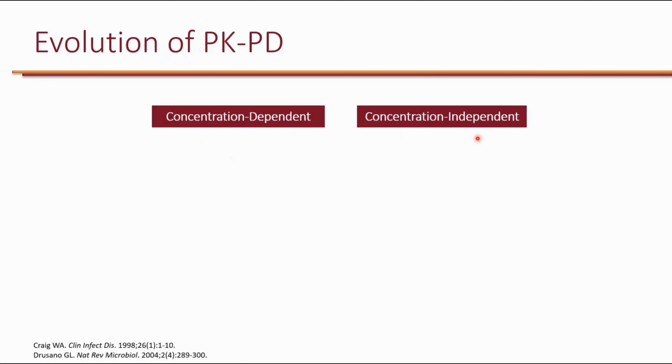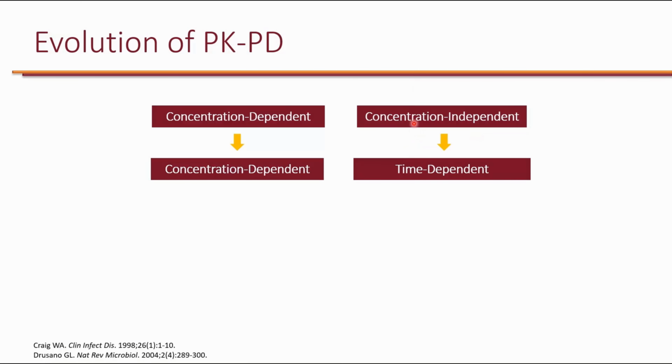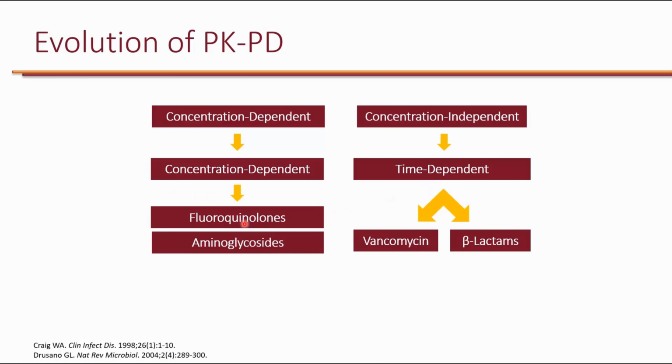Now we're looking at the evolution of PK/PD. As time went on, clinicians started to refer to concentration independent as time dependent. So we had concentration dependent and then we had time dependent. As I showed you the examples, fluoroquinolones and aminoglycosides are concentration dependent, and the time dependent would be the beta-lactams as well as vancomycin. The PK/PD parameter for time dependent, specifically for beta-lactams, is the time above MIC. So it's not necessarily the concentration of beta-lactams, it's more of how long the concentration is above the MIC that would result in maximum killing of organisms.